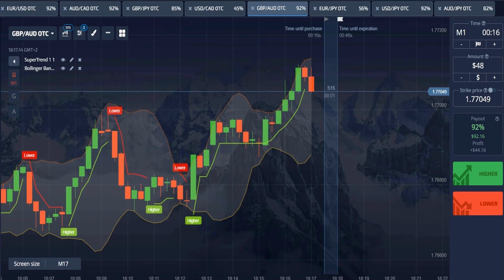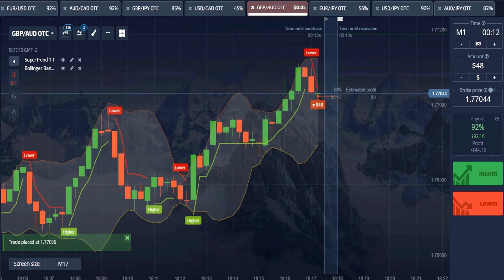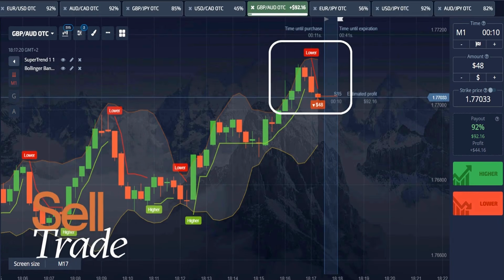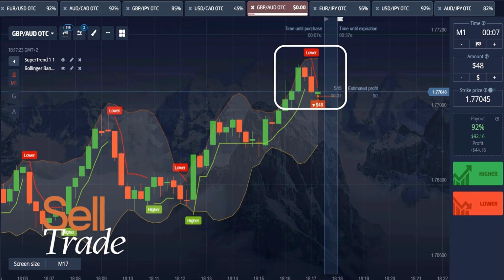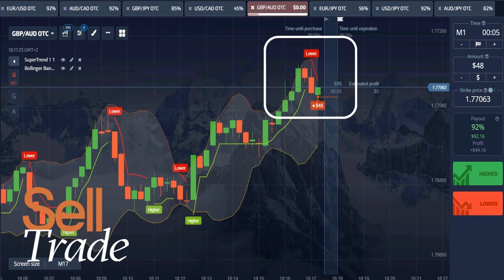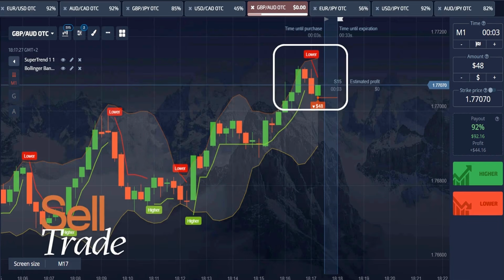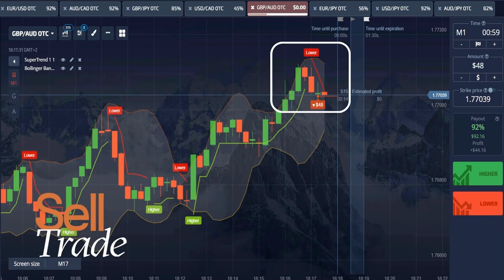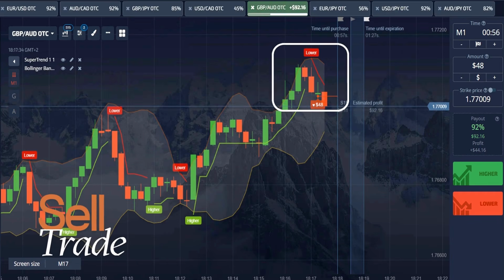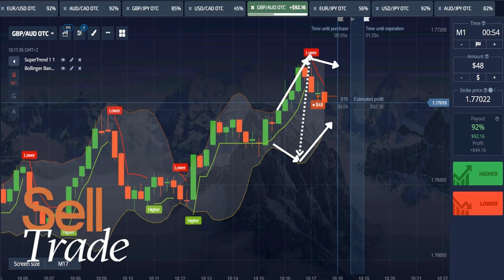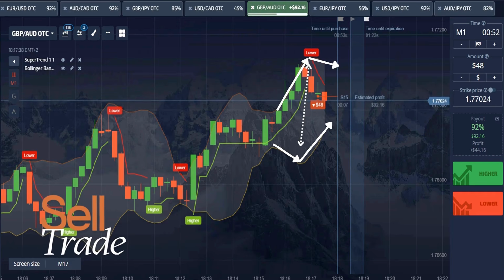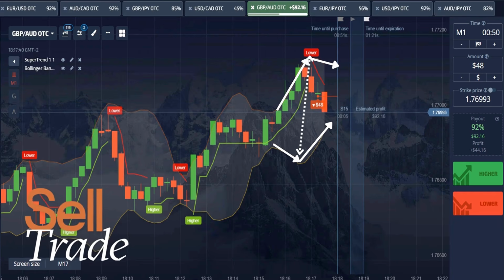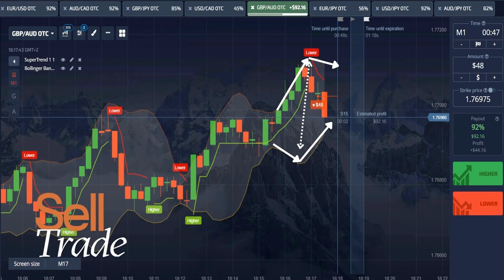Now, let's move to the next example and apply the rules the right way. In this example, a sell trade was taken after the market met all the strategy conditions. The price closed outside the upper Bollinger Band, showing that the market was temporarily overextended. After the candle closed, the Supertrend indicator provided a sell signal, confirming potential downward momentum. The Bollinger Bands were active and wide, which is important for short-term trading setups. Based on these confirmations, the sell trade was placed on the next candle with a 1-minute expiry.